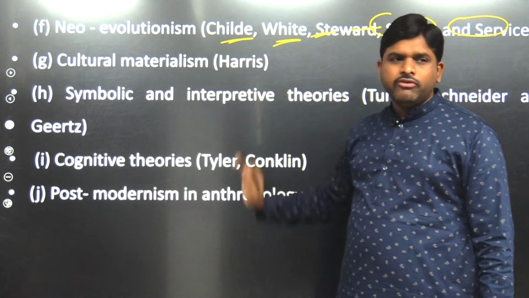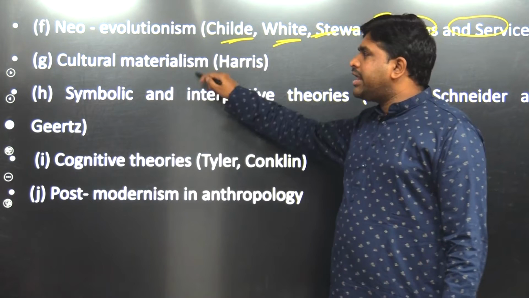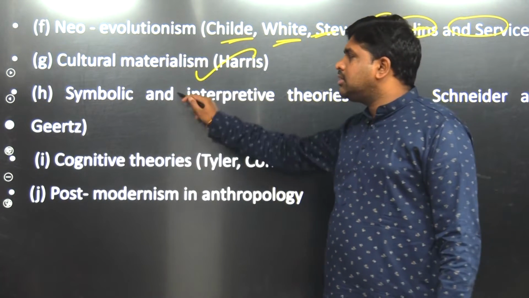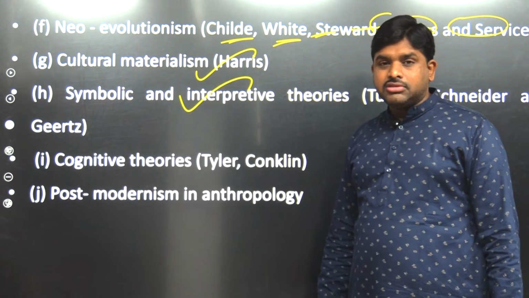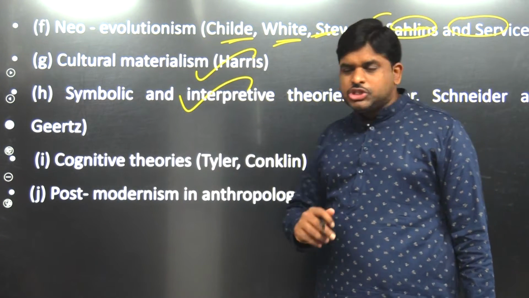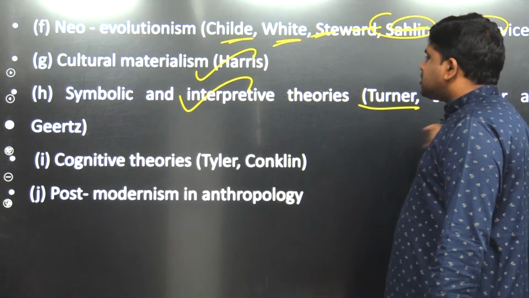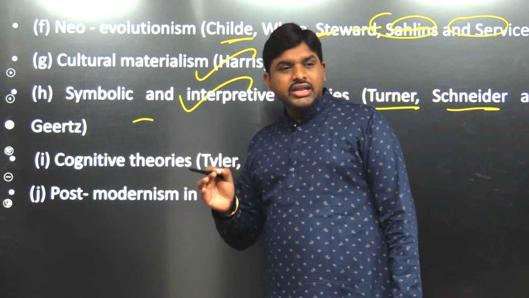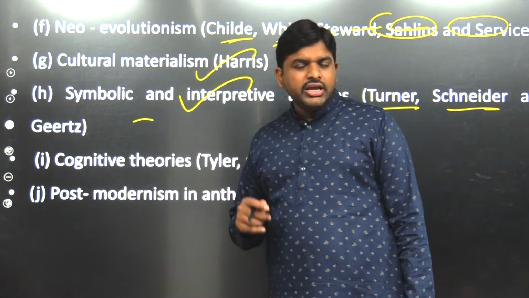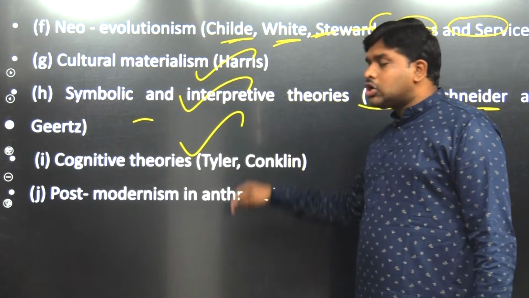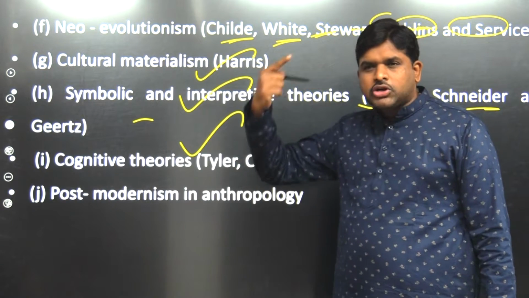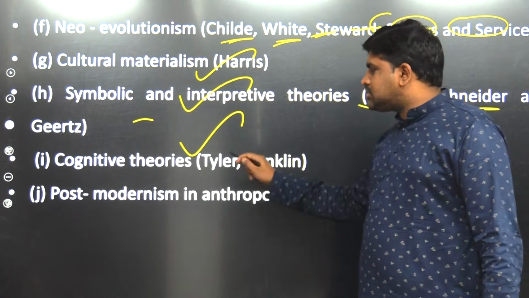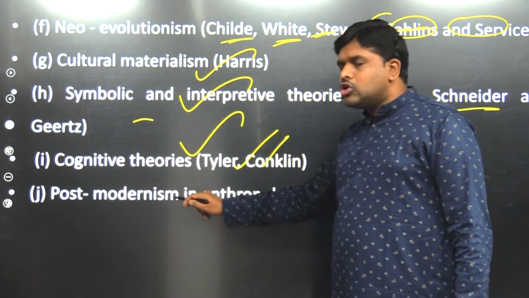Five people are there in this neo-evolutionism school. Next school is culture materialism, Marvin Harris. Then we have symbolic and interpretative theories, which is given by Turner, Schneider and Geertz. Cognitive theories, Taylor and Conklin.